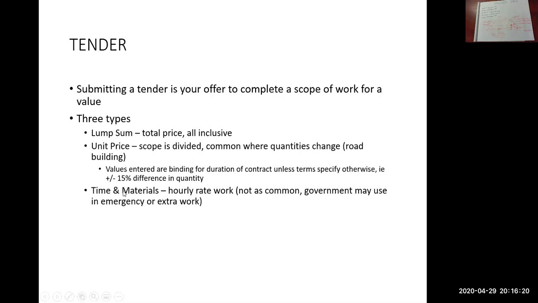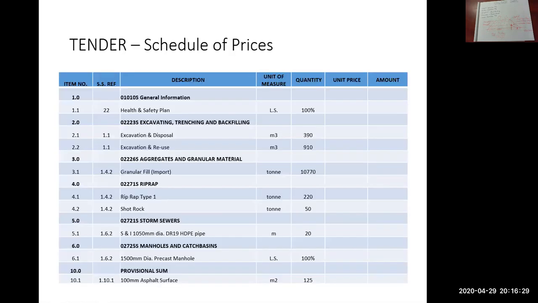Again, this one isn't common. As far as tenders go, these are the most common for tenders. So this could be a typical tender schedule of prices.